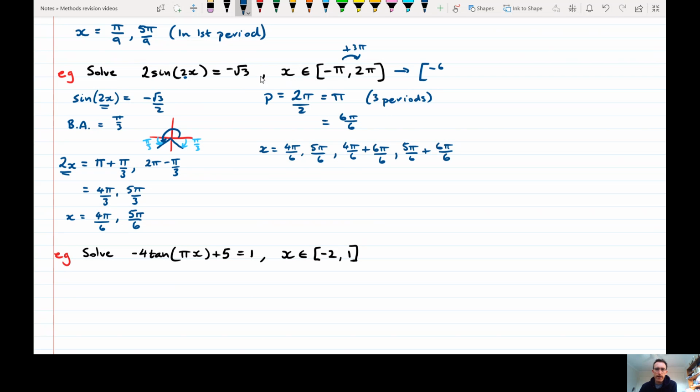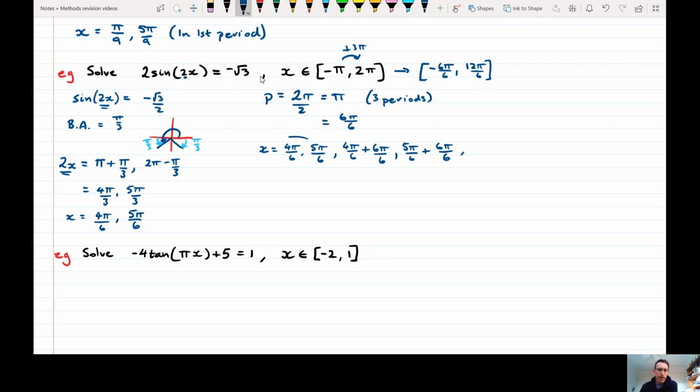If I want to write negative pi with the same denominator, it's negative 6 pi over 6. And the 2 pi becomes 12 pi over 6, like that. Well, the 11 pi over 6 is almost there. If I add anything more, it goes too far. But notice none of my solutions have negatives, so I also want to allow for negatives.